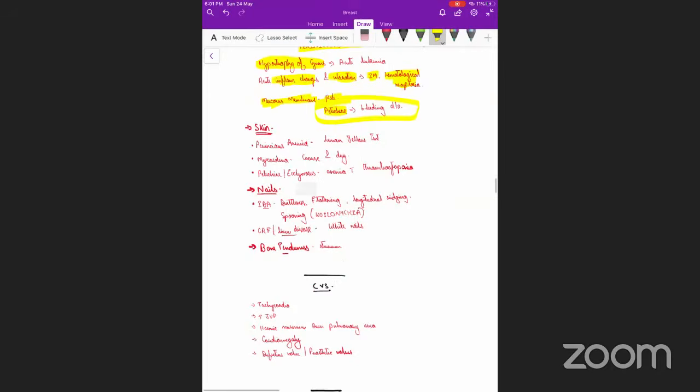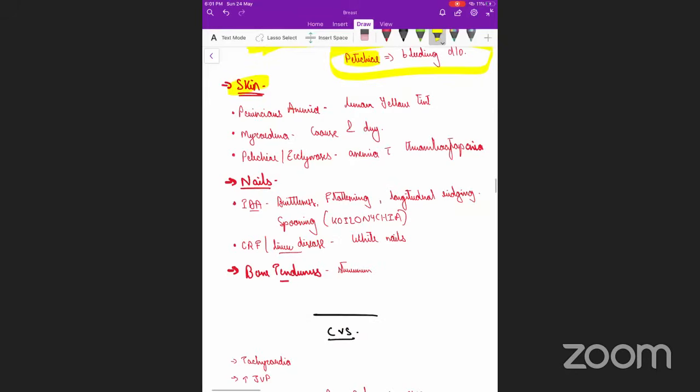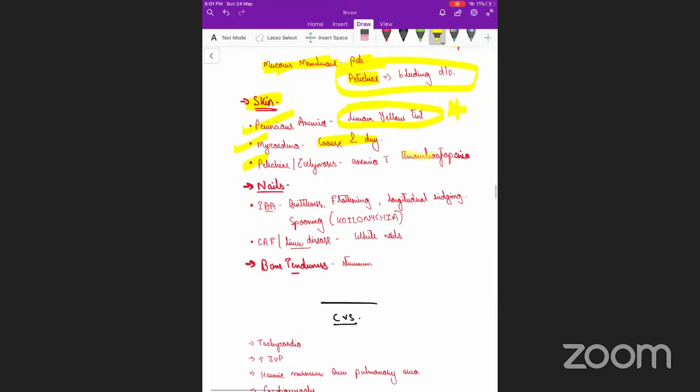Then we'll come to skin. If it is pernicious anemia, this is very important, you will find lemon yellow tint. Again, an important MCQ question. You will see lemon yellow tint. Myxedema, coarse and dry skin, in hypothyroidism. Petechiae and ecchymosis, again important, suggestive of thrombocytopenia.